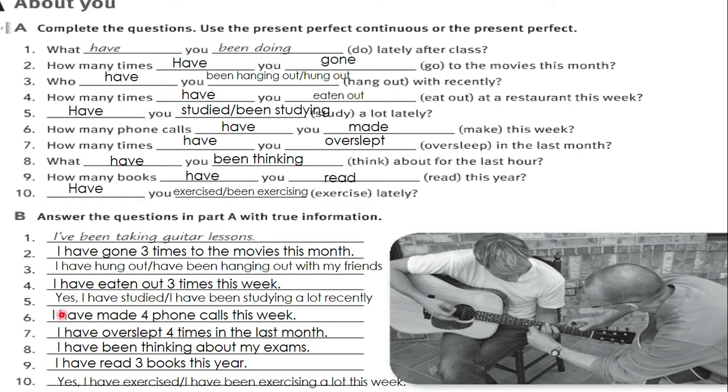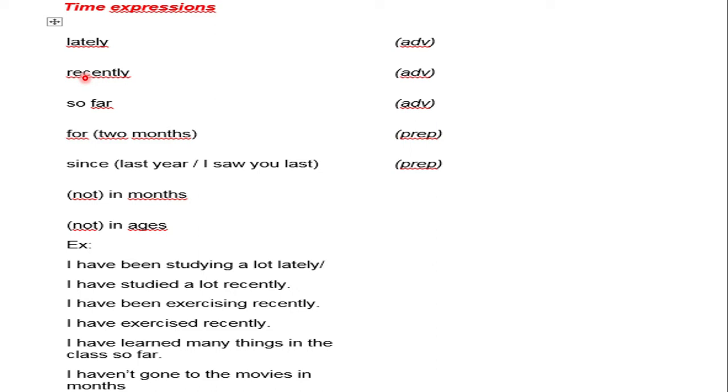So notice that when you answer questions with quantities, cuando respondemos preguntas con cantidades exactas, nosotros utilizamos present perfect. Okay? Very good. Let's continue. So that's just a reminder. Lately es últimamente. Recently, recientemente. So far, hasta ahora. For and since. All these 5 expressions are used with present perfect and present perfect continuous.